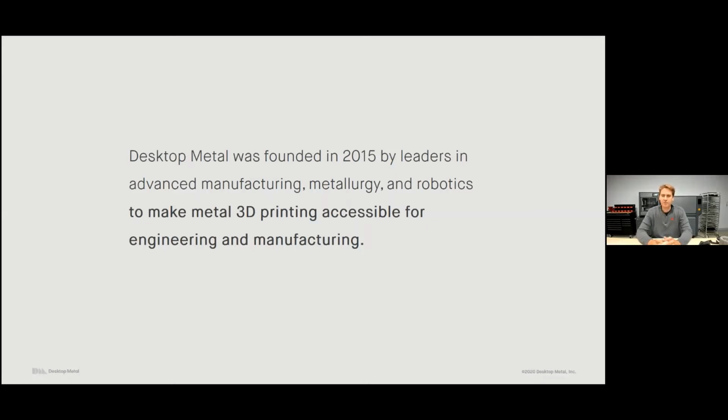Desktop Metal really wanted to make this technology accessible to the everyday manufacturer, to the everyday engineer, to the everyday student, to really put this amazing tool to create these complex metal parts in the hands of the everyday engineer, not just these high-end, almost luxury parts that can really afford those very expensive machines and those very expensive part costs.